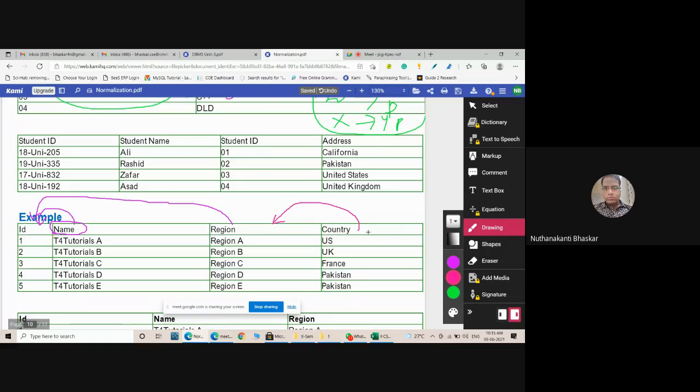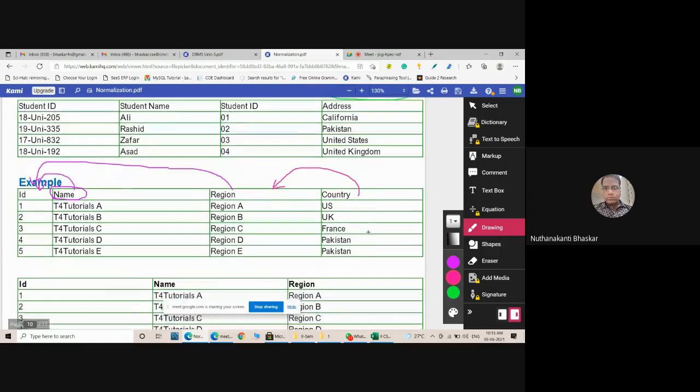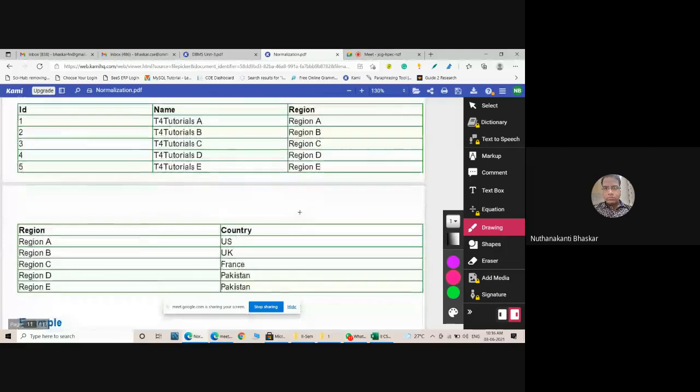So that is a transitive functional dependency. We need to avoid this transitive functional dependency because our normal form accepts only non-trivial dependency, so you need to decompose. ID, name, region into one table, region, country is another table. Yes or no? Yes, sir.